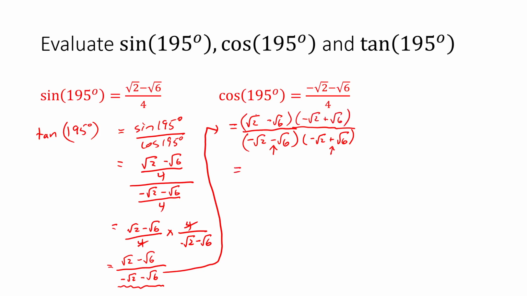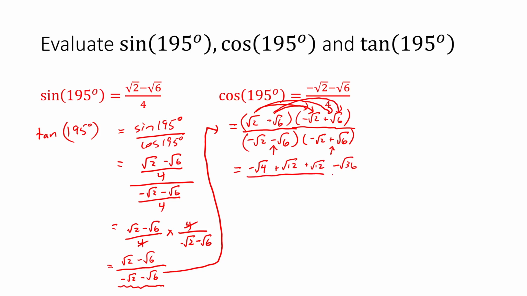Now what we're going to do is distribute. That root 2 will multiply by that negative root 2, and that root 2 will multiply by that positive root 6. So when we multiply the root 2 by negative root 2, we get negative root 4. When we multiply the root 2 by the root 6, we get positive root 12. Then when we multiply that negative root 6 by that negative root 2, we get another positive root 12. And when we multiply that negative root 6 by that positive root 6, we get negative root 36.